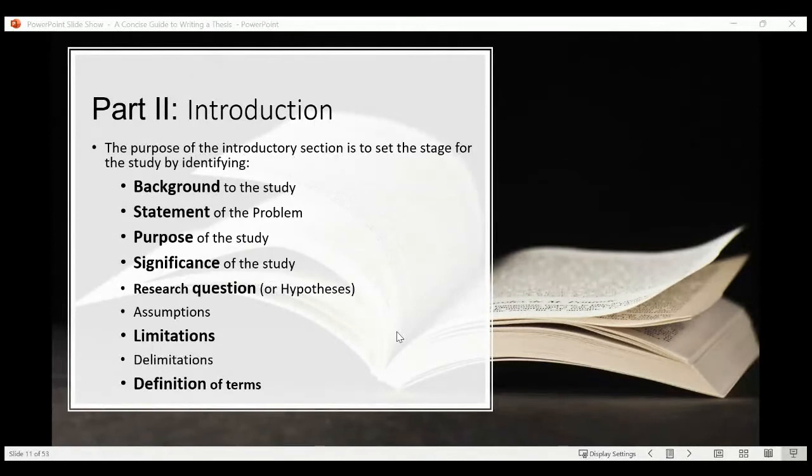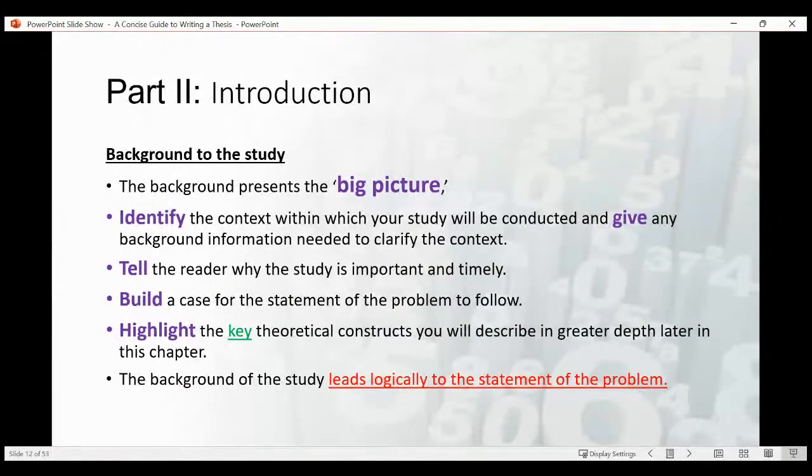So what is the background of the study? What to include in the background of the study? Here you need to present the big picture about your study. Identify the context wisely. Tell the reader why the study is important. Build a case for the statement of the problem, because if you don't do this step, you will write 5-10 pages of this section. So this section should be around three pages or so.